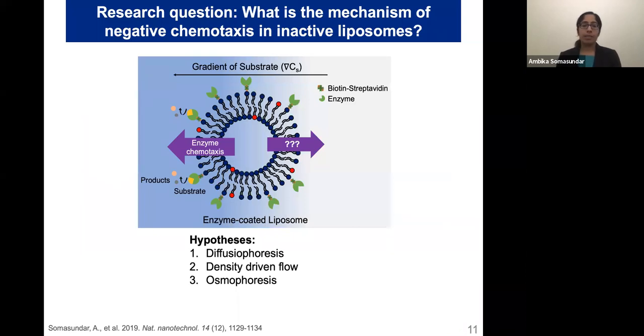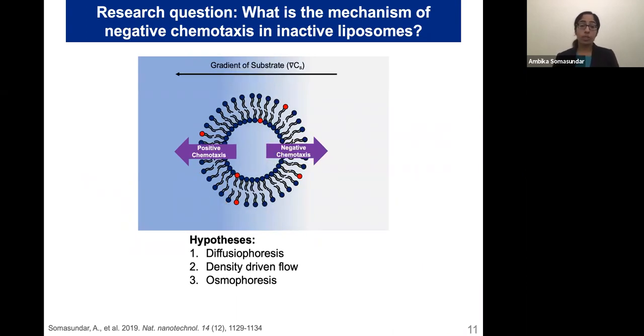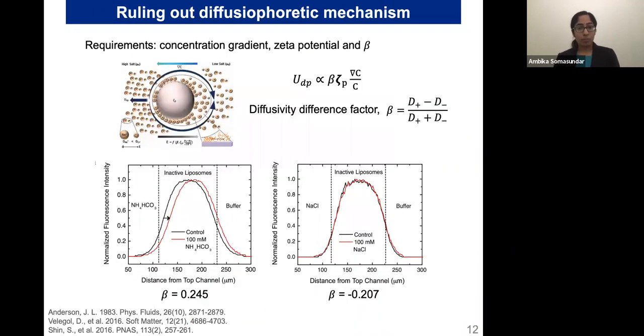What exactly is the mechanism of negative chemotaxis in lipid vesicles? For the remainder of the talk, I'm going to discuss inactive liposomes moving in gradients of solute. We had a couple of hypotheses listed here, but spoiler alert, we were able to rule them out, and our current standing hypothesis for lipid vesicle movement is according to the Hofmeister series. So let's look at the first mechanism first.